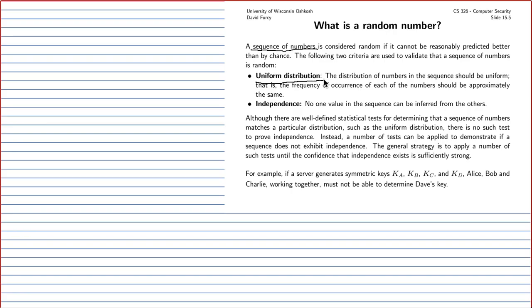So we say that a sequence of numbers exhibits a uniform distribution if every possible value that could appear in that sequence does appear with a probability that's about equal to the probability of all the other values that could appear. So for example, if we're looking at a sequence of numbers and the only two possible values are zeros and ones, okay? So this is a random bit string, and you're asking if this sequence exhibits a uniform distribution.